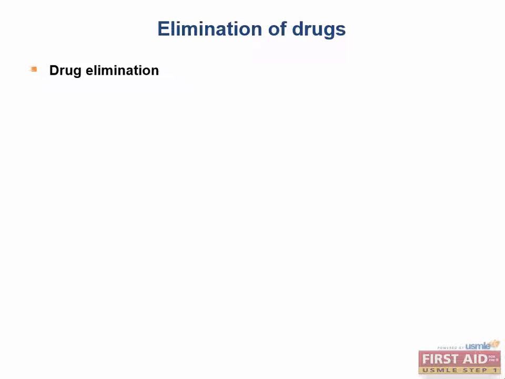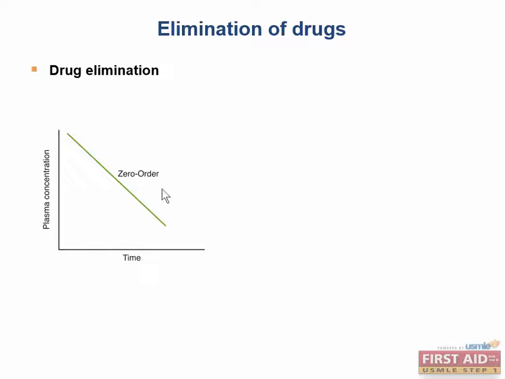Let's now talk about the elimination of drugs. In zero-order elimination, the elimination of a drug is constant regardless of the concentration of the drug in the body. A constant amount of drug is being eliminated per unit of time, resulting in a nice linear decrease in plasma concentration. For example, aspirin in the body would be eliminated at the same rate regardless whether an 81 milligram tablet was given or a couple 325s were given, since the body will eliminate the aspirin at a nice steady pace.